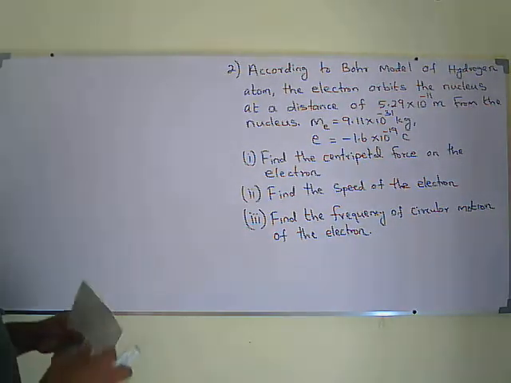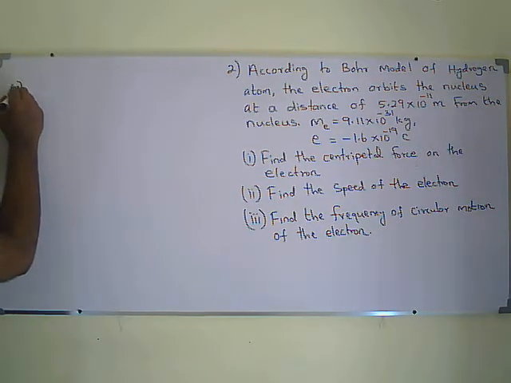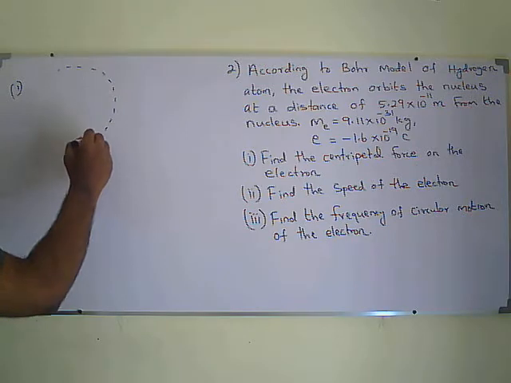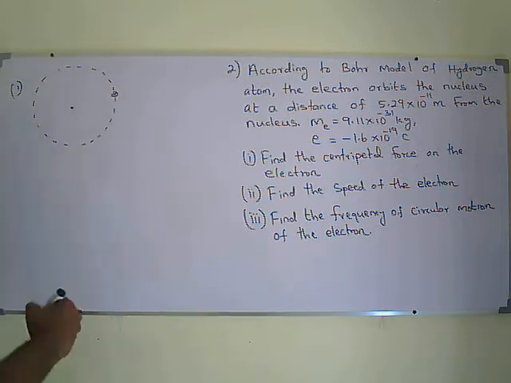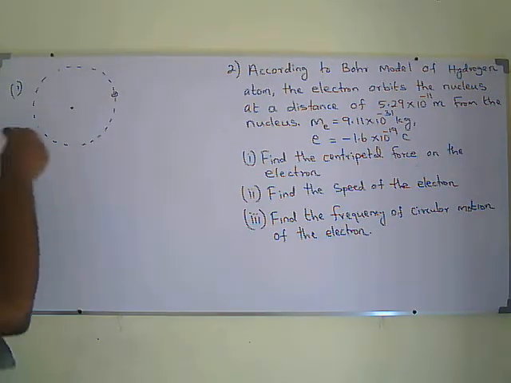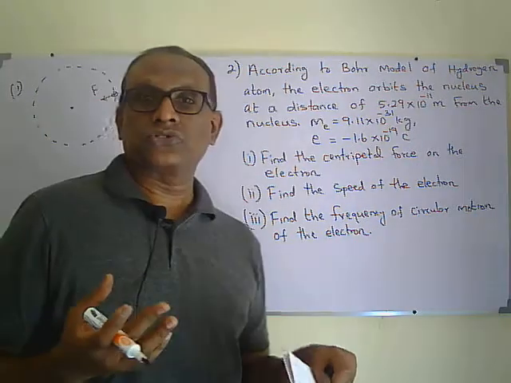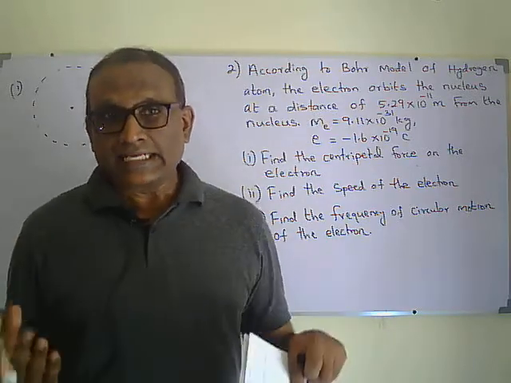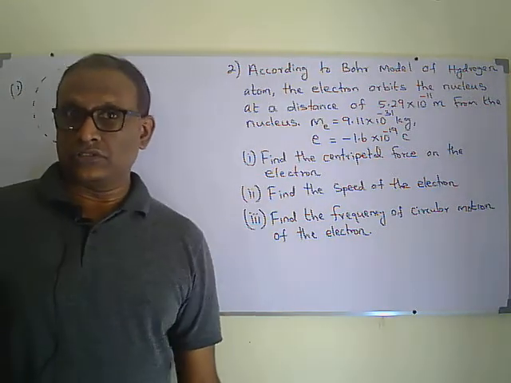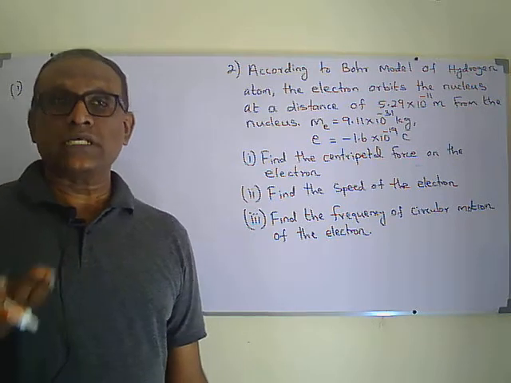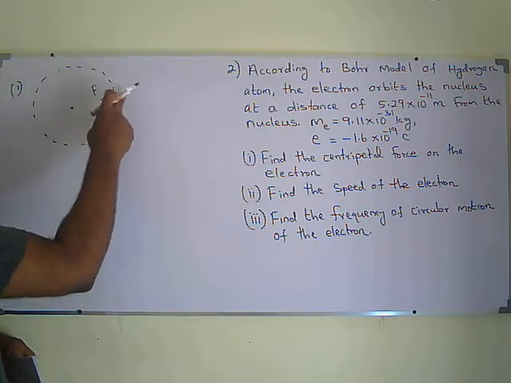So when we consider any atom, for example in this question, the hydrogen atom, the nucleus is at the center and the electron is orbiting the nucleus on a circular path. So this is the nucleus, and if I say the electron is here, it needs a centripetal force. Centripetal force is not a type of force, it's the resultant force. So for an electron in an atom, the required centripetal force is provided by the electrostatic force between the nucleus and the electron.